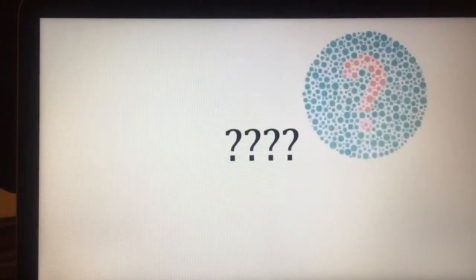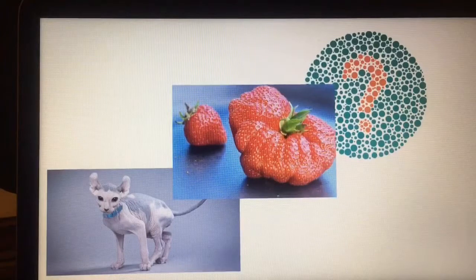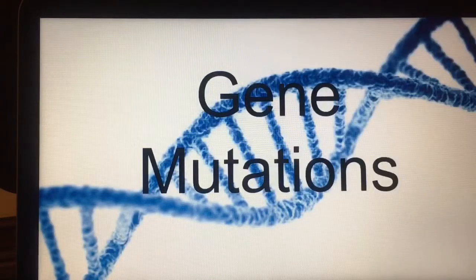Know what color blindness, hairless cats, and deformed strawberries have in common? You guessed it, gene mutations. What are gene mutations? Changes to the genetic makeup of a cell. Gene mutations are important for the diversity and the creation of new traits in living things.